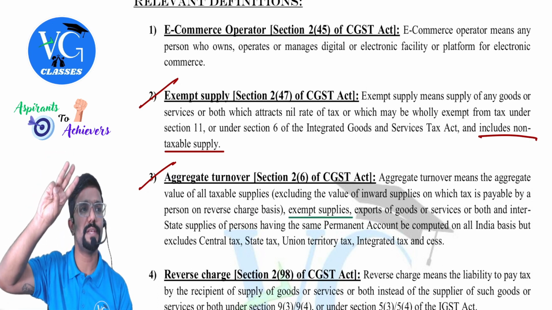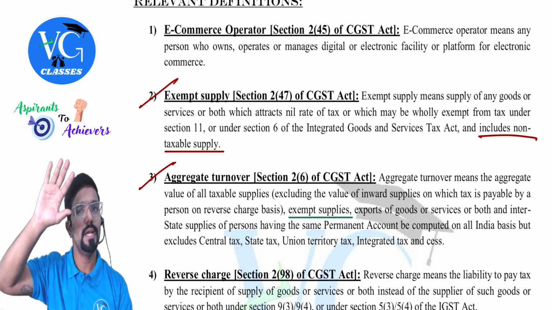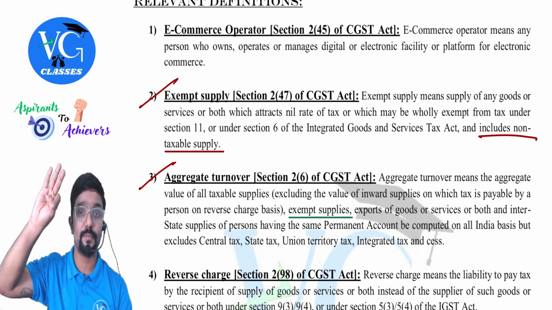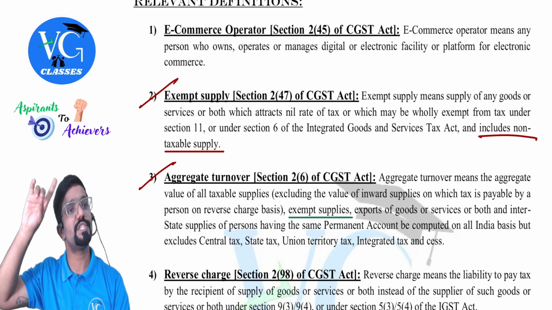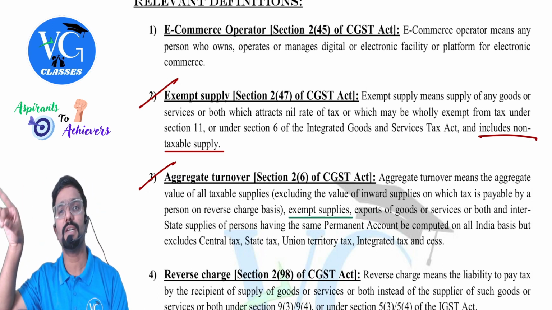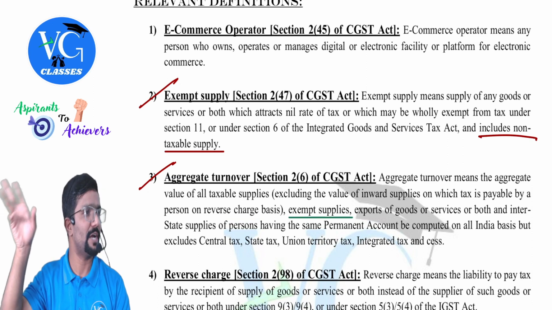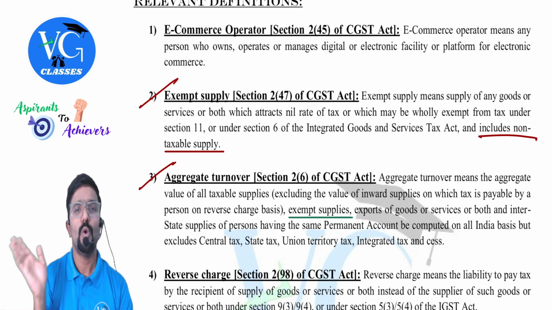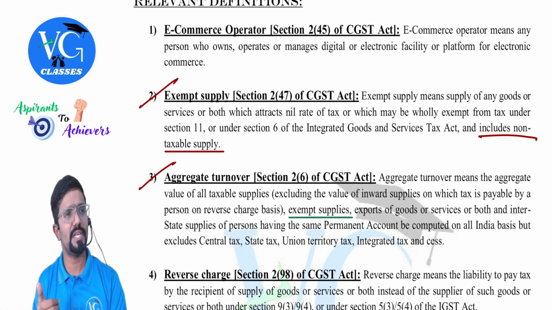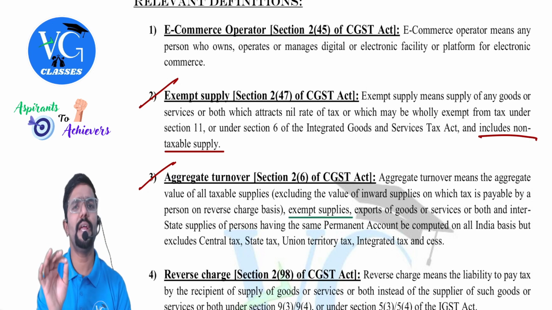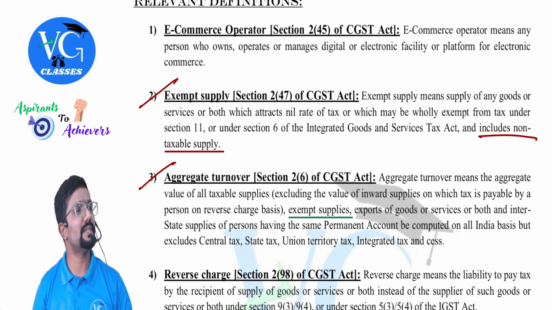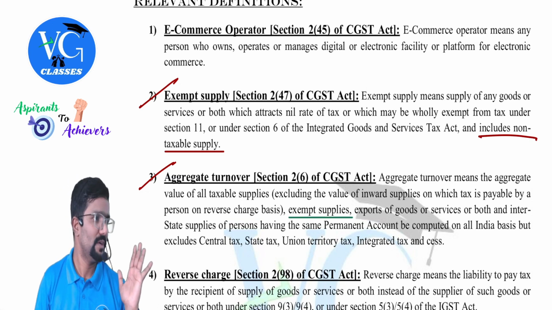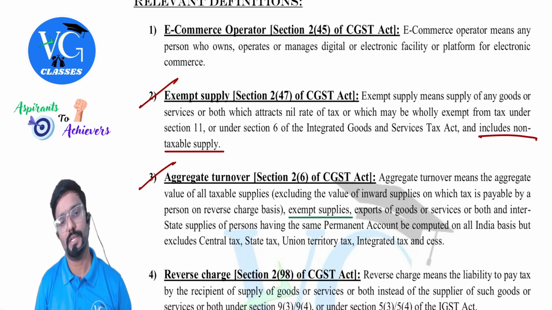I repeat, guys. Exempt supply includes three things. What are those? Nil rated supply, only exempt supply, plus non-taxable supply. What is exempt is given in section 11 of the CGST Act or section 6 of the IGST Act. Both talk about exemption. What does nil rate mean? Guys, covered under GST, taxable, but the rate is nil. Whereas non-taxable supply is, sir, not at all covered under GST.